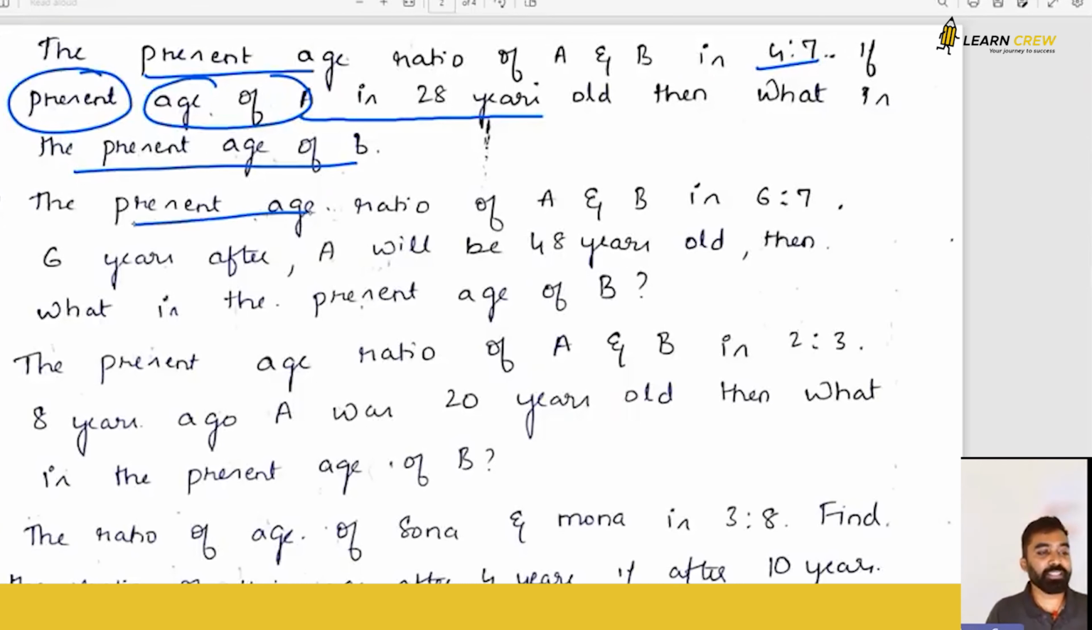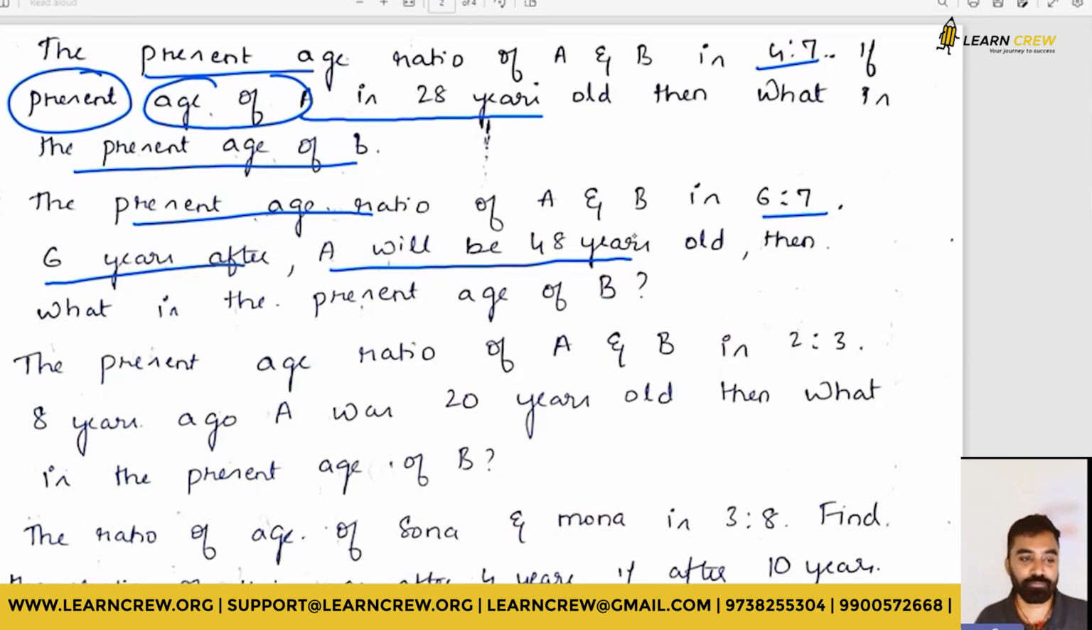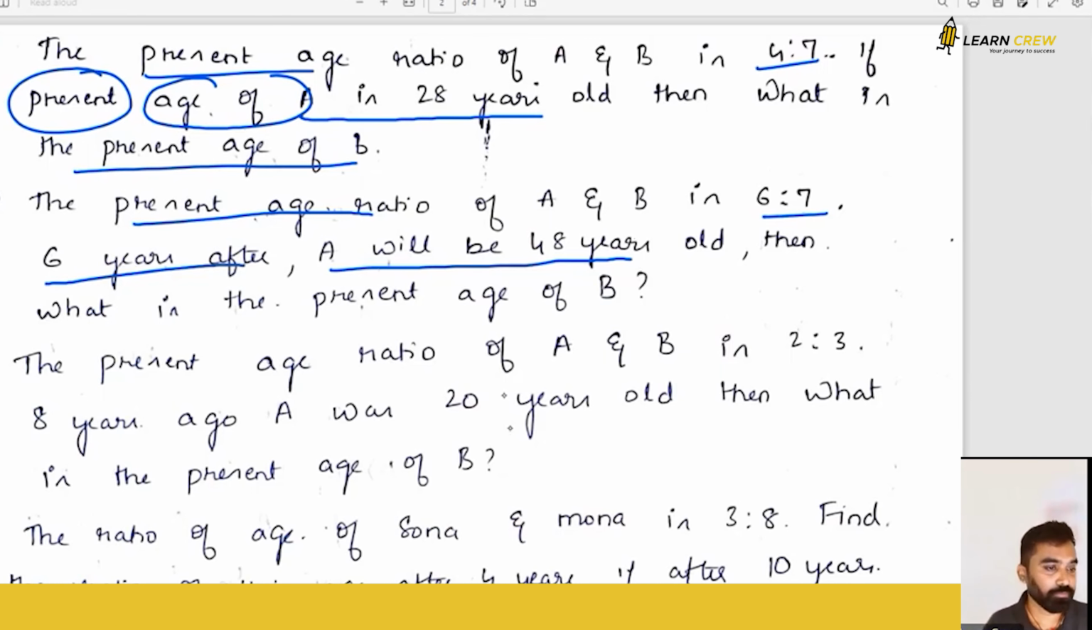The present age ratio of A and B is 6:7. They are given the present age. 6 years after, A will be 48 years old. Then what is the present age of A? Then what is the present age of B? Find it out.